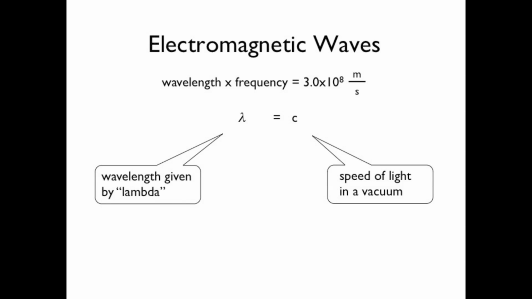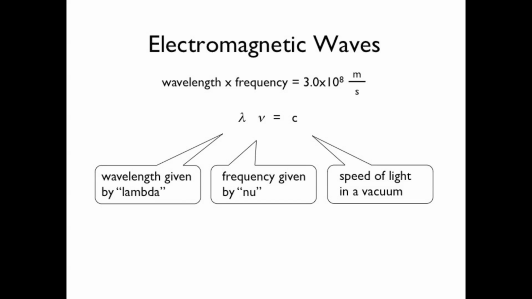Wavelength is given by the letter lambda, and frequency is given by the letter nu. The nu looks like an italicized V, so don't confuse this with velocity. You often see this equation written as lambda nu equals c.